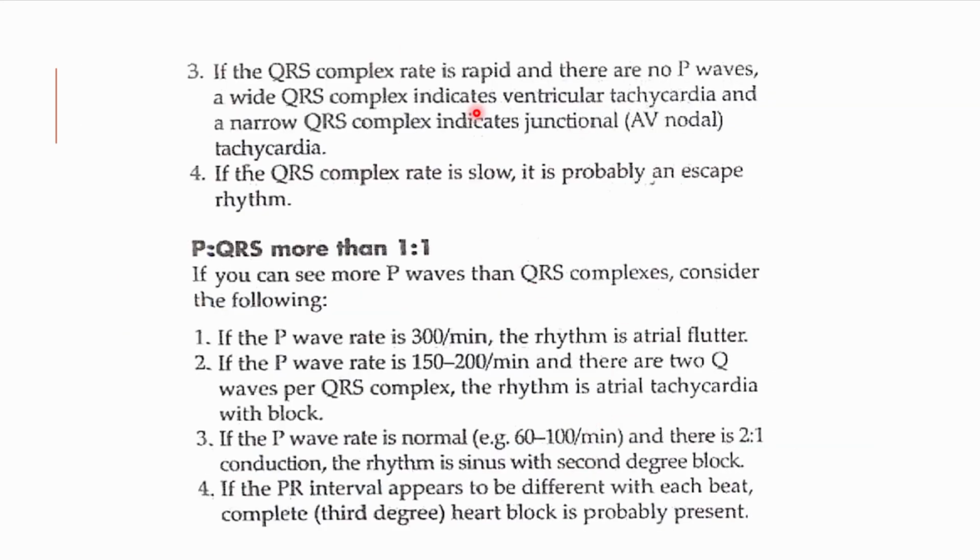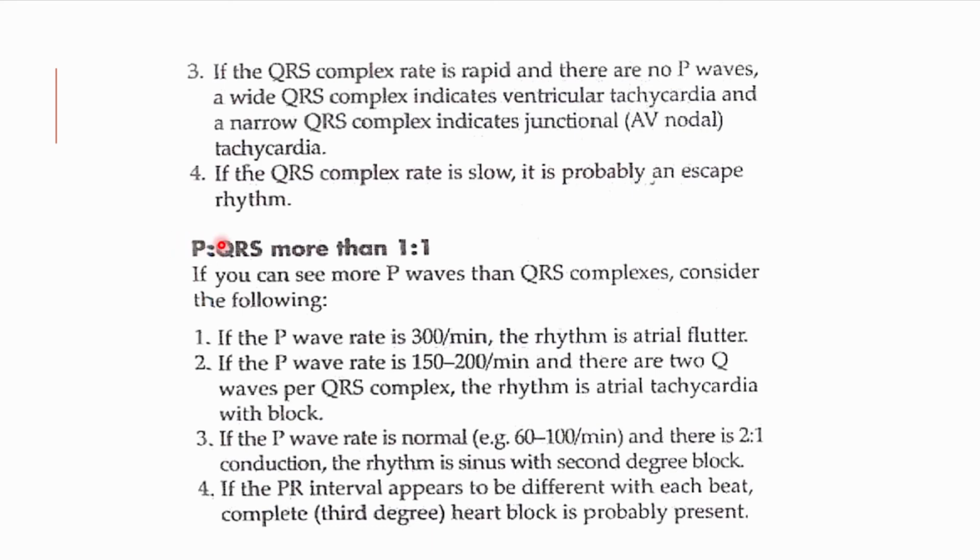If the QRS complex rate is rapid and there are no P waves and there's a wide QRS complex, this means that the problem is from the ventricle. So you could have a ventricular tachycardia, or you could have a narrow QRS complex, which is going to be indicating junctional tachycardia. And then if the QRS rate is slow, then it is probably an escape rhythm.